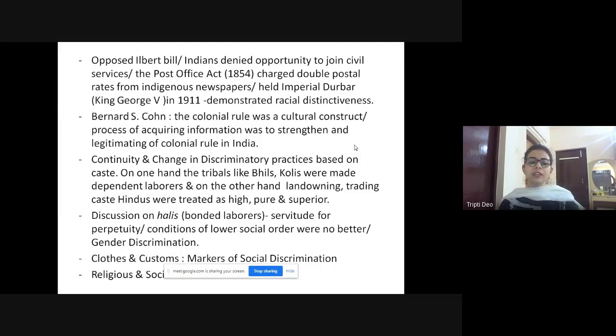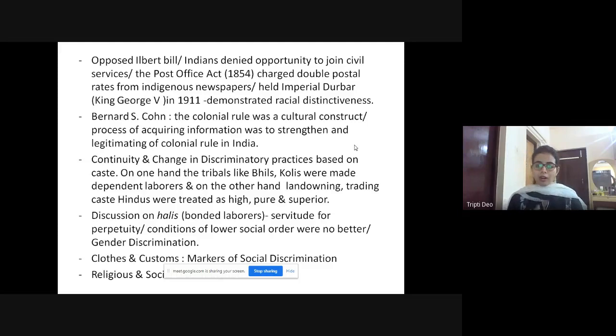Now also there were continuity and change in discriminatory practices based on caste. So the caste system was always there in India, and we know its dynamics by now. That also changed over a period of time, and Britishers used the caste system to discriminate even more. They said, yes, this is already in your custom, we are not doing anything new. So that made them say that we are legitimately making a difference between, for example, Bheels and Kohlis. Bheels and Kohlis are low in caste, so we make them dependent laborers.